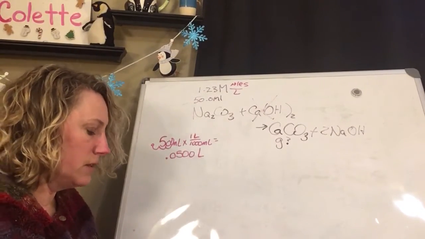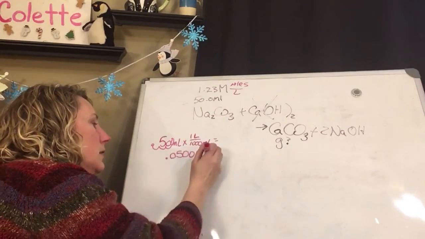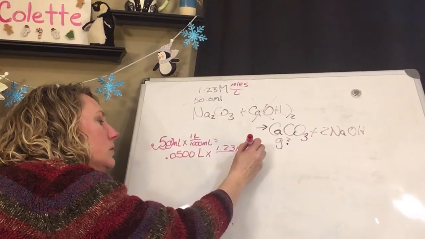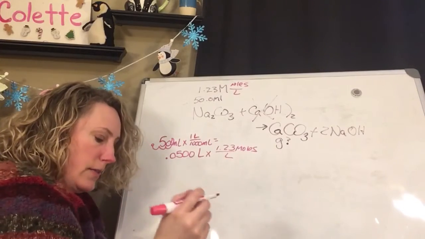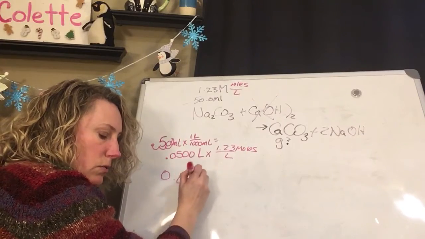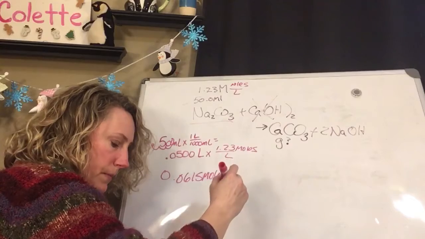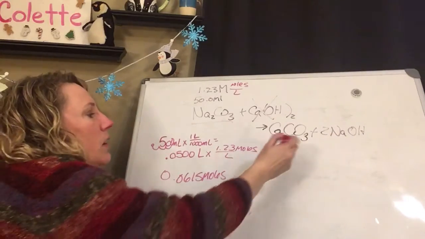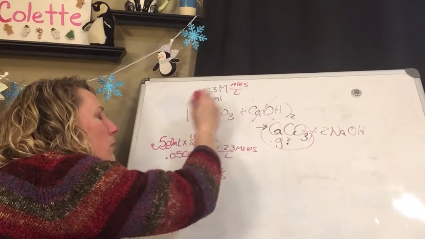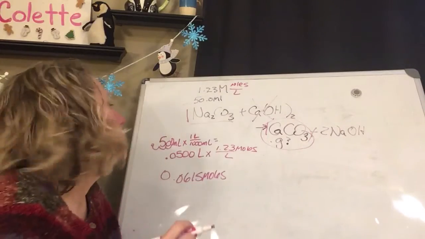Now I can convert that into moles. So I will take my 1.23 moles per liter, and that will give me 0.0615 moles of Na2CO3. So if I want to figure out how many grams of this I have, I just need to know my ratio between this and this. Well, they're both 1. Remember, if there's not a number there, the stoichiometric coefficient is 1.